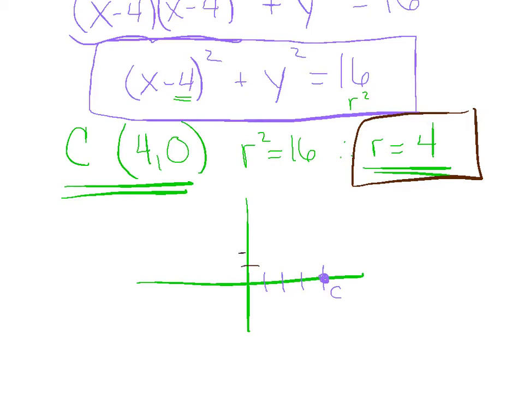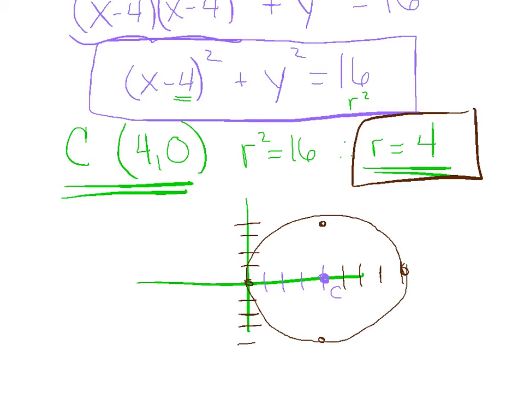So I'm going to go up 4, plot a point, right 4, plot a point, down 4, plot a point, and to the left 4. And then as best as you can, connect that and hopefully draw a circle. Okay, and you can see that you have a radius of 4, and your center is 4, 0. So that's our first example of completing the square. Let's try another.